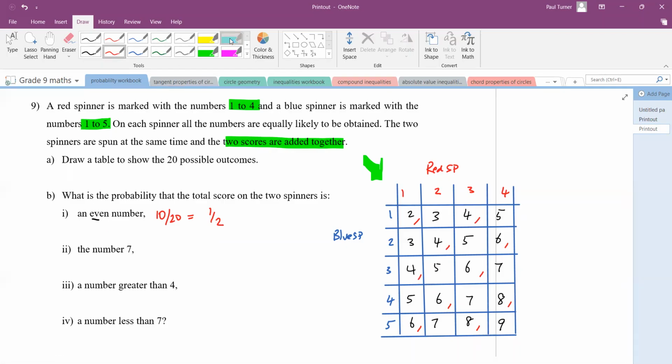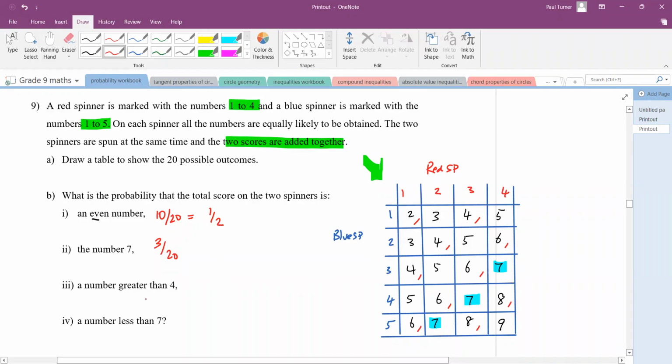Okay, the number 7. So how many 7s do we have? So you go through your table. We have 1, 2, 3. So we have 3 7s. So that's going to be 3 out of 20. And that doesn't need to be simplified at all.